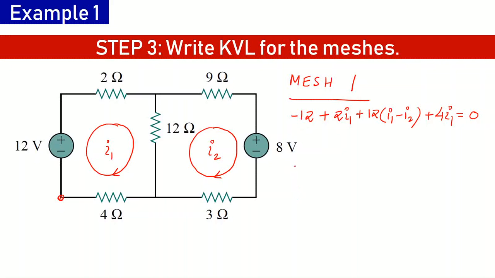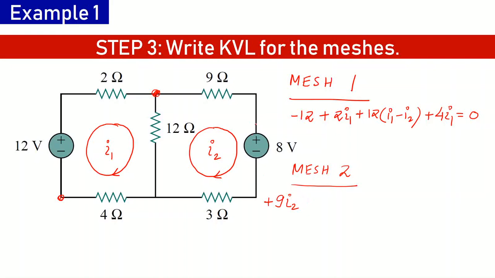Now I'll write the KVL equation for mesh 2. Here I'll start with this point in a clockwise direction. So first of all I'll have this 9 ohm resistance on my way, the current through which is I2, and it is along the same direction in which I am traveling. So there is a fall in potential and hence I'll take it with a positive sign. The value of resistance is 9 ohms, the value of current is I2.